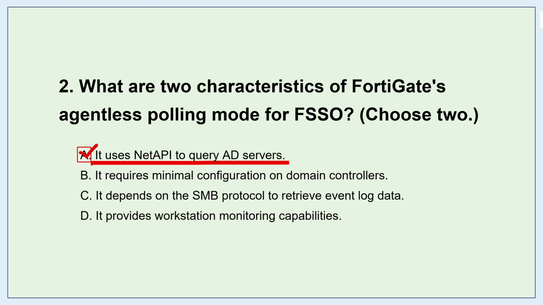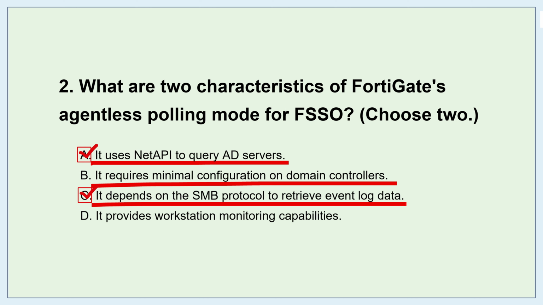Correct. Agentless polling uses NetAPI to query Active Directory servers. Incorrect. It doesn't necessarily require minimal configuration on DCs compared to other modes. Correct. It depends on the SMB protocol to access event log data from DCs. Incorrect. Workstation monitoring capabilities are not a feature of agentless polling.